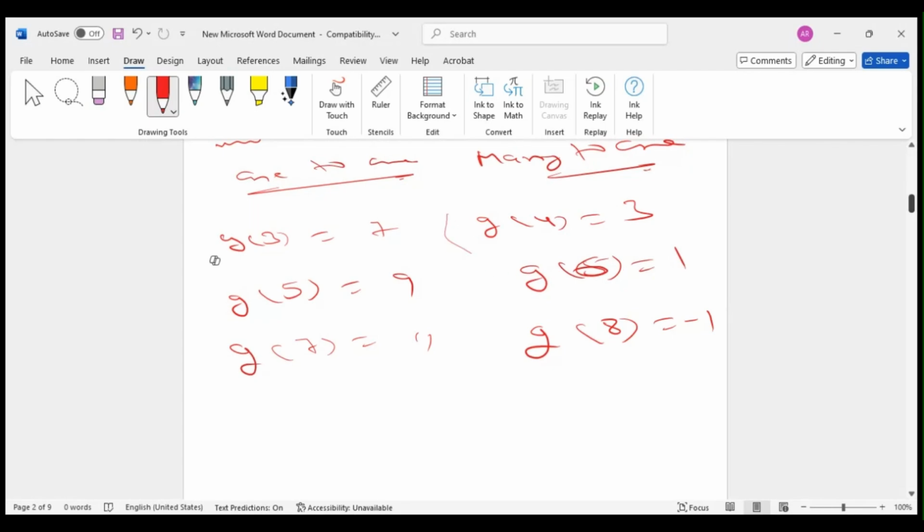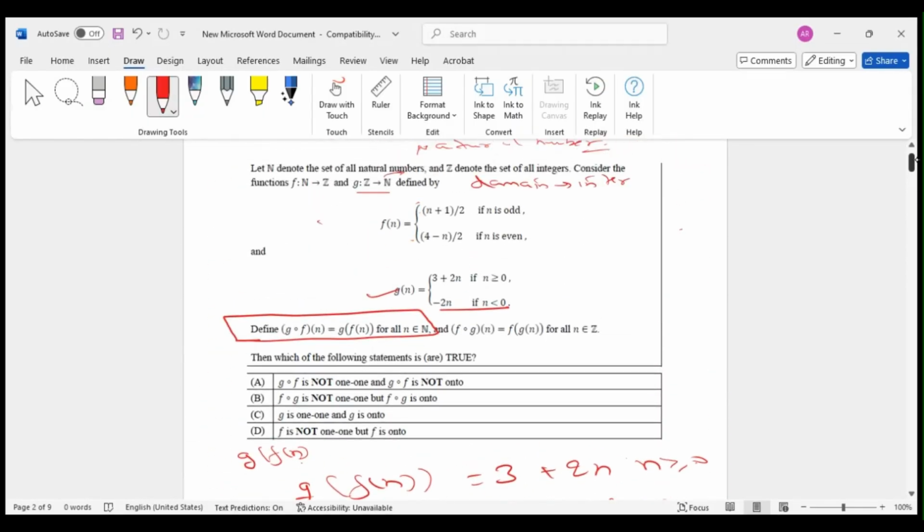So we are getting integer values, and natural number values, in the range. Therefore, it is an integer function. Here it is given that the domain of g of f of n is the natural numbers, but our domain for the g function is coming as integers. Therefore, it is not onto. Therefore, option A is correct.